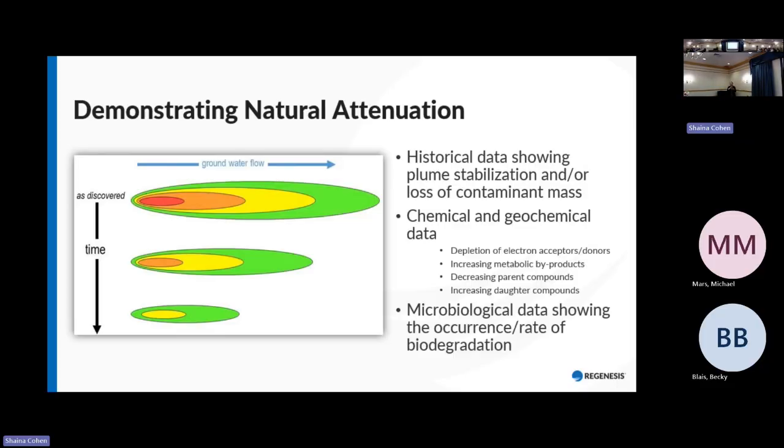So, over time, we can demonstrate what sort of natural attenuation processes are happening. This can be as simple as just looking at historical data trends, right? Are your contaminant concentrations decreasing? Are you seeing an increase in daughter products and decrease in parent products? Are you seeing depletion of electron donors or receptors? Things of that nature can really help you make the case that either biodegradation or natural attenuation from other means is happening here. And then, of course, you can also look for the microbial data to show we have the bacteria present at sufficient quantities to have that natural biodegradation occurring.